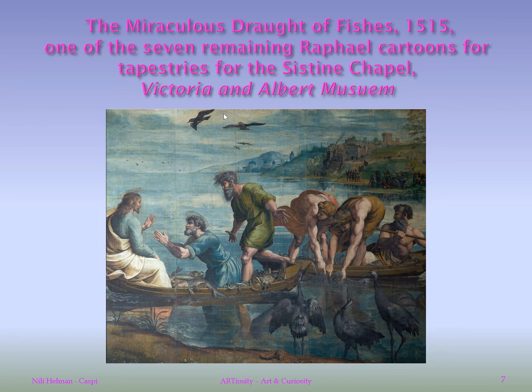The Miraculous Draught of Fishes from 1515. It's one of 7 cartoons of tapestry, and it's in Victoria and Albert Museum. The size of it is quite large, 3 yards by 5 yards. It is one of the 7 remaining Raphael cartoons for tapestries for the Sistine Chapel.